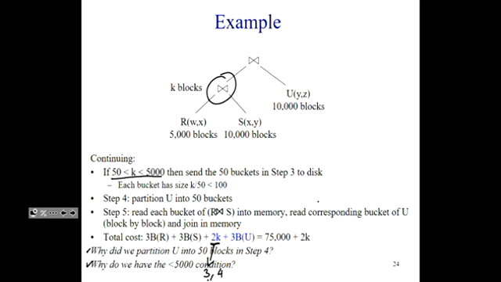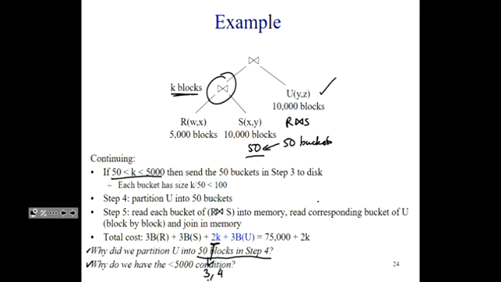I'll answer these two questions, come up and talk about the last alternative and then move on. So why do we partition U into 50 blocks in step 4? Well, that's because for R joined with S, so that's the K blocks, we have 50 blocks that we were storing in order to partition these K blocks, and therefore we have 50 buckets, right? So basically, R joined with S was hashed into 50 buckets. Similarly, U needs to be hashed into 50 buckets.